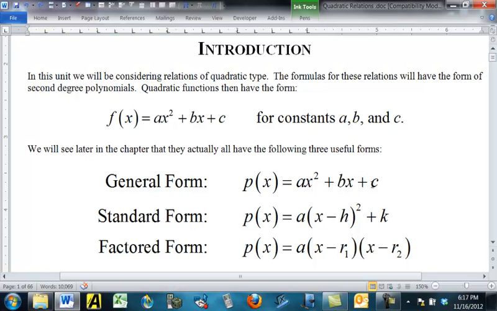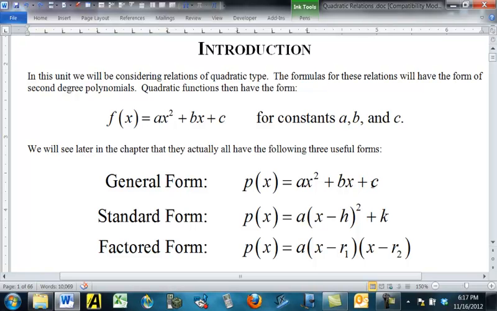They also turn out to always have a standard form, which is p of x equals a times (x minus h) squared plus k. And from this form you can see that they're just transformations of the basic power function y equals x squared. And so this has the vertex (h, k).